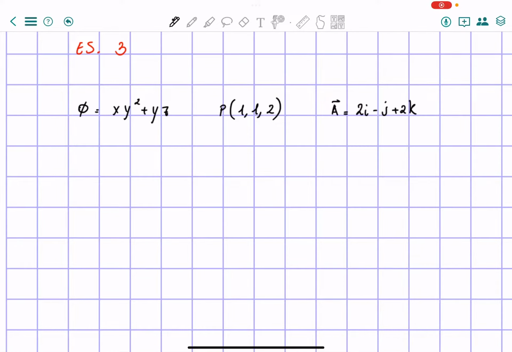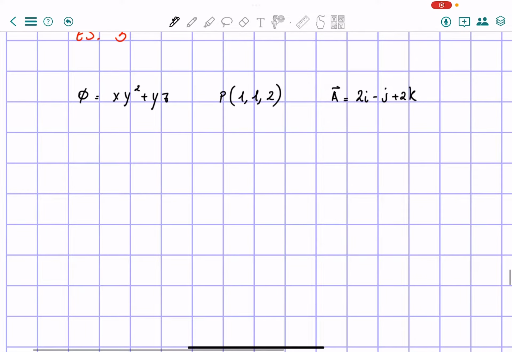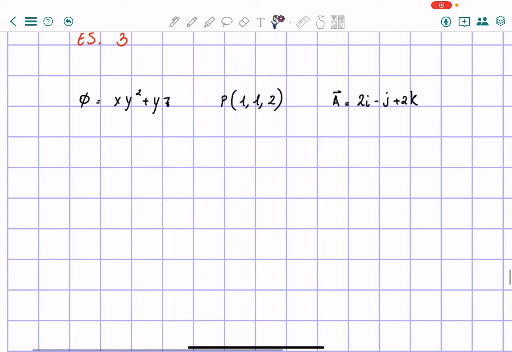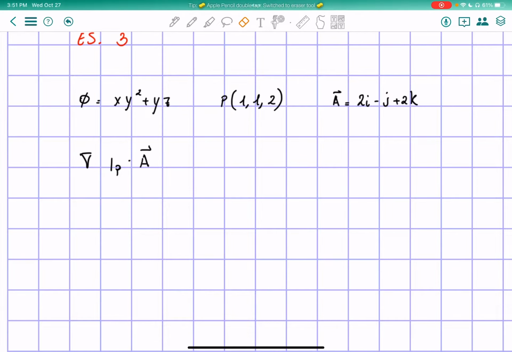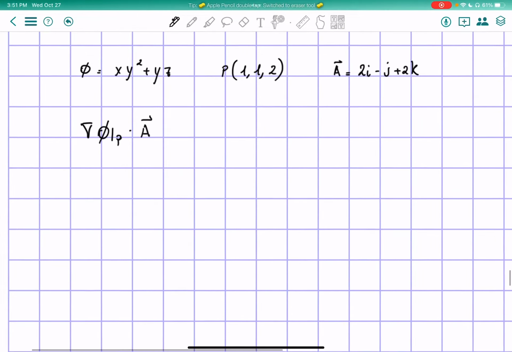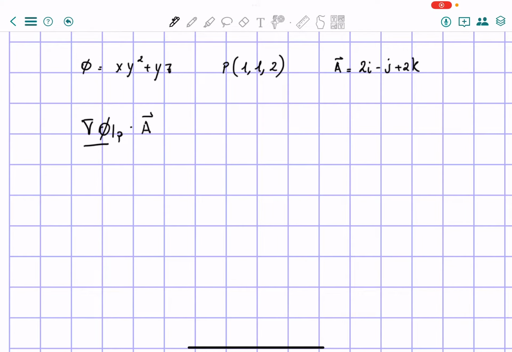In our exercise number 3, we have a function for which we have to find the derivative at a point that I call P in the direction of the vector that I call A that's given to us. So our formula will be in the end something like this. Let me write it first of all. Now it looks very complicated, but if we break it down in pieces, it becomes pretty simple. So the first part is going to be this one right here.